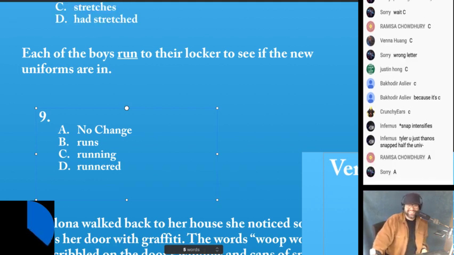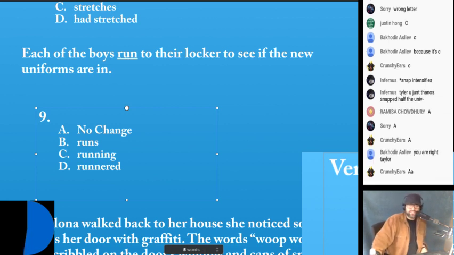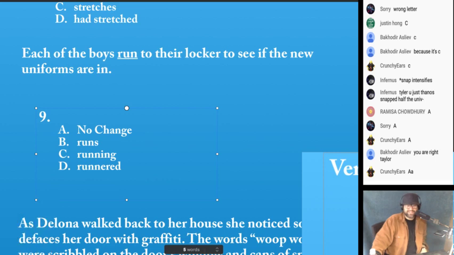I just finally watched Endgame. I didn't finish it. I liked it, but I didn't finish it. Ramisa's on A. Sorry is on A. Sorry, you've been crushing it recently. Crunchy is on A. You are right, Taylor. Am I mispronouncing your name, S-Sleeve? Can you spell it phonetically so I can get it? All right, so that's enough time for sure.